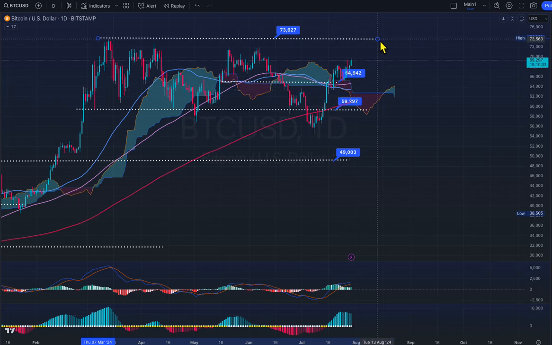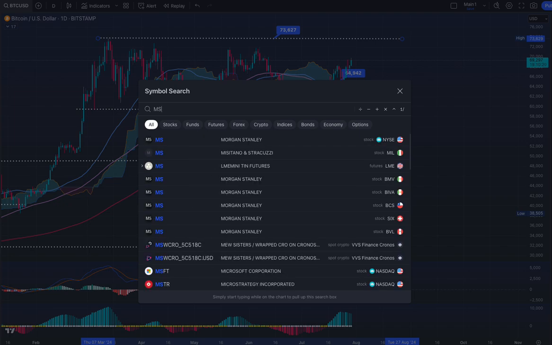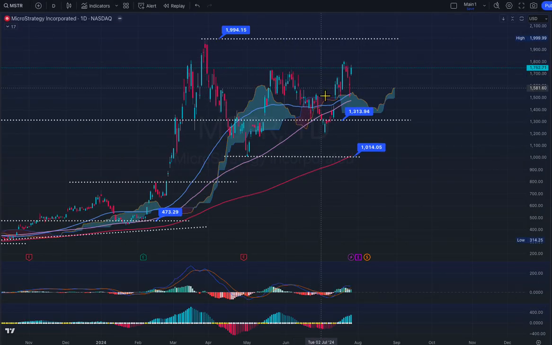Bitcoin wants to try the all-time high, folks. Now Bitcoin wants to go and try the all-time high. That's how I see it. So what does it mean? That means many, MSTR, they could be bullish. Look at that, boom, look at the split coming in. MSTR looking crazy bullish too.